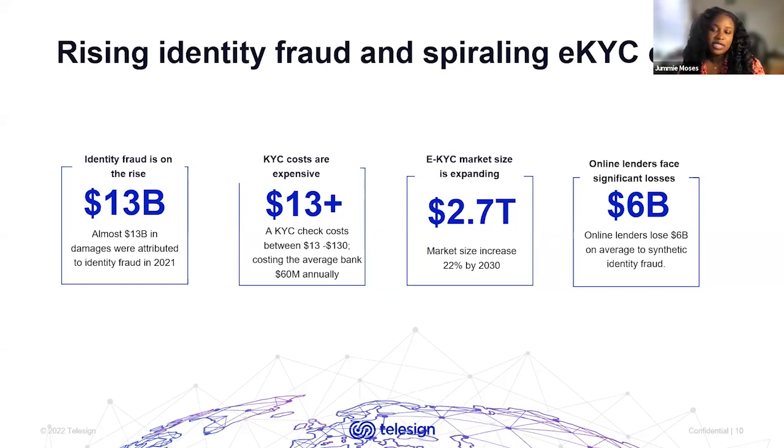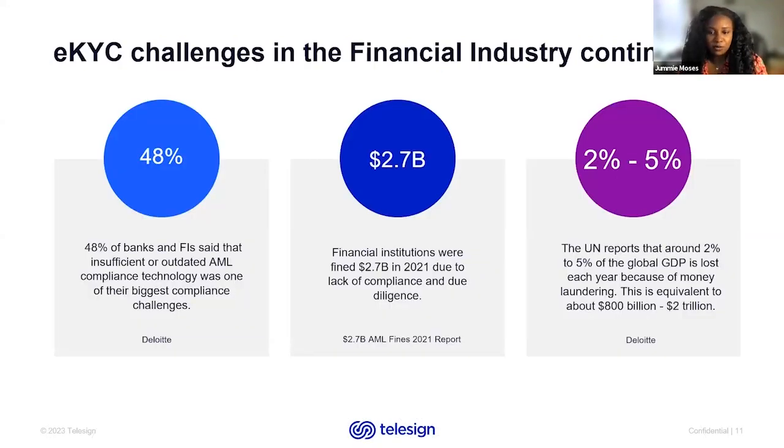And part of the reason for this expansion of eKYC processes is because online lenders continue to face significant losses. They lose about $6 billion on average to synthetic identity fraud. Okay, so you might be wondering why a lot of financial institutions struggle to adhere to KYC compliance, based on the numbers that we just talked about, if they lose so much money to fraud.